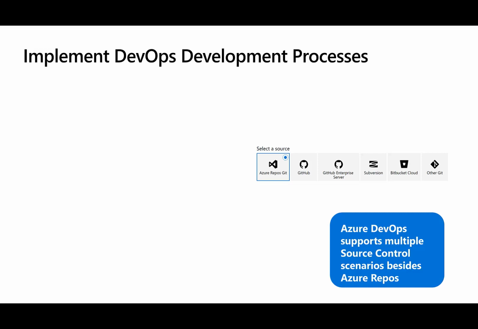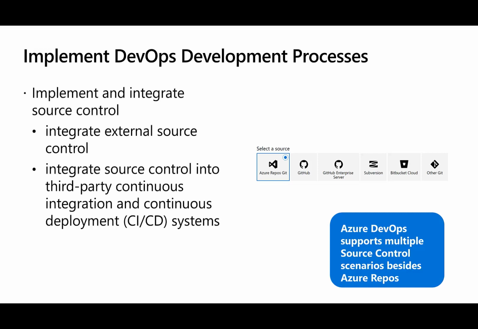From there, we're going to move on and integrating our source control inside our pipeline processes. So we start with implementing source control. That's where all the source code lives. And from there, we're going to integrate it into our CI/CD pipelines. If you don't know what a CI/CD pipeline is, that's what I already covered in the first section.